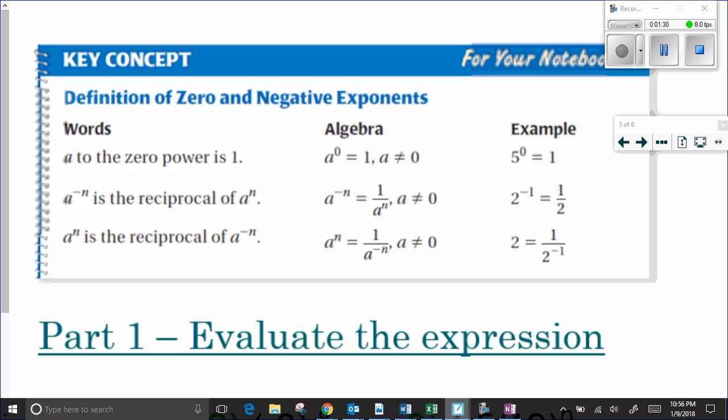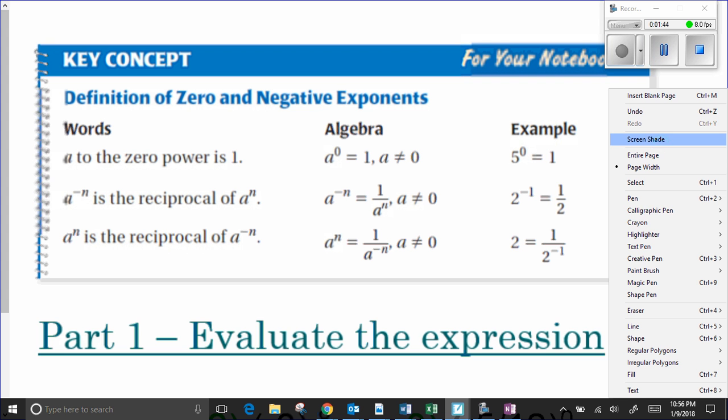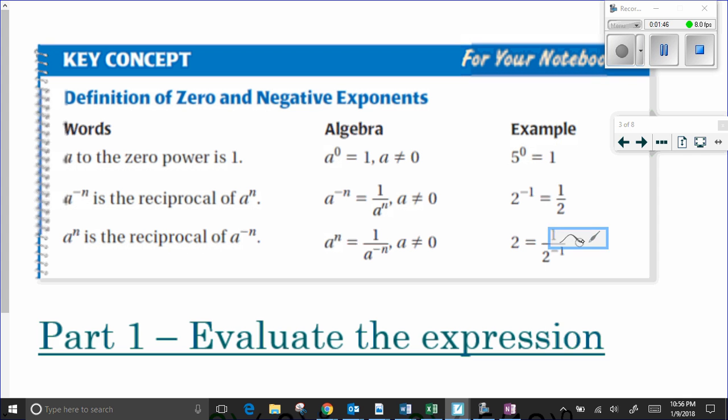Any power to the zero makes that value 1. It doesn't matter what it is, but whenever something is raised to the 0 power, the ultimate value is 1. So 9 to the 0 power is 1. 10 to the 0 power is 1. X to the 0 power is 1. 247.3 to the 0 is 1. So that's always, always, always going to be 1.